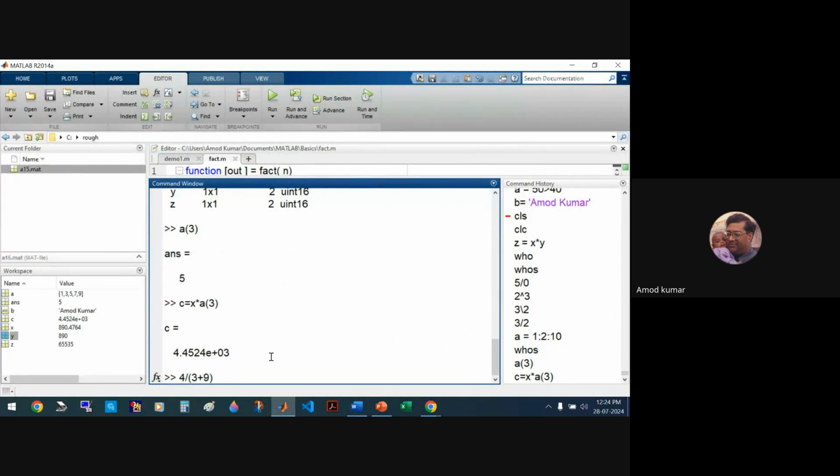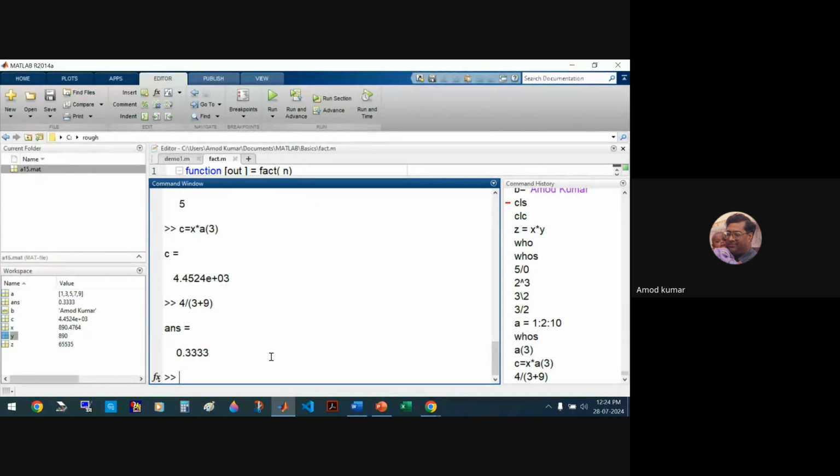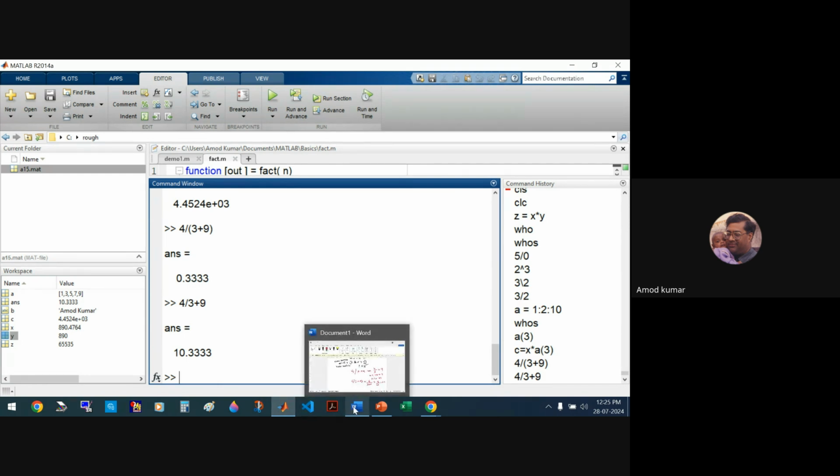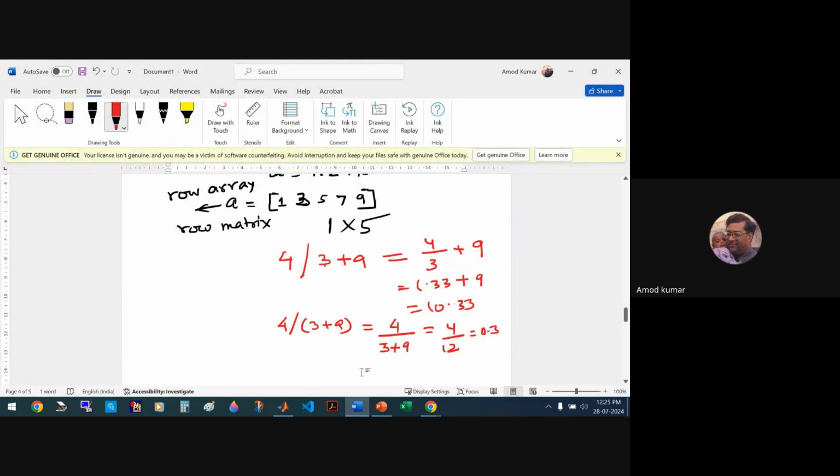4 divided by 3 plus 9, and 3 plus 9 has been given in parentheses. So the answer is 0.3333. But if I evaluate the same expression without parentheses, just see 4 divided by 3 plus 9, what it comes to. It will come like that only, 10.3333. Because it is like this only. I think you understand this, so you understand parentheses very well.